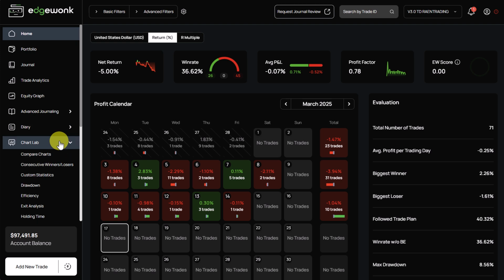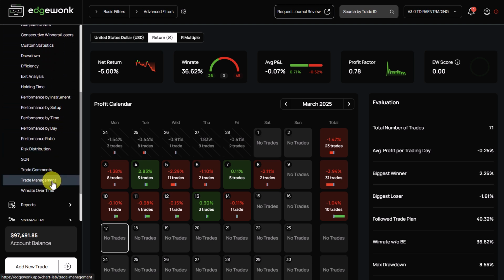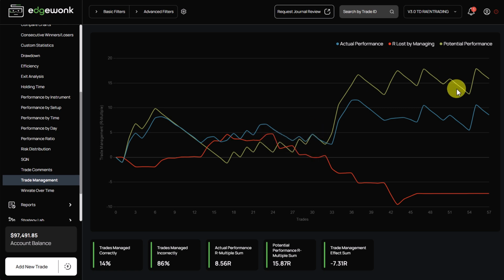So first, let's go to the chart lab and let's look at the trade management. And here we can see our first big finding. What we see here is that the green line, called potential performance, is above the blue line, which is the actual trading performance that the trader is realizing. When we hover over the last data point, the actual performance is 8.56, whereas the potential performance is 15.87. And this means that the trader potentially could have made almost twice as much by not managing the trades.